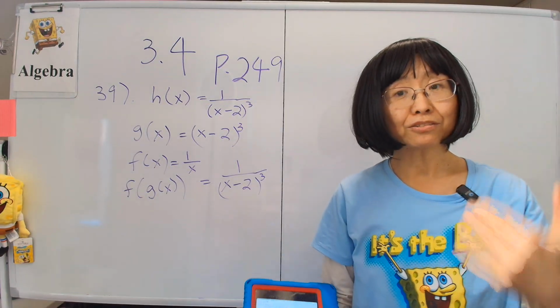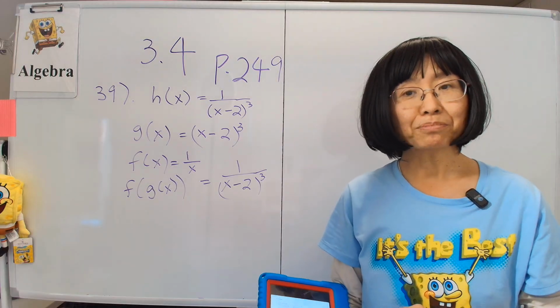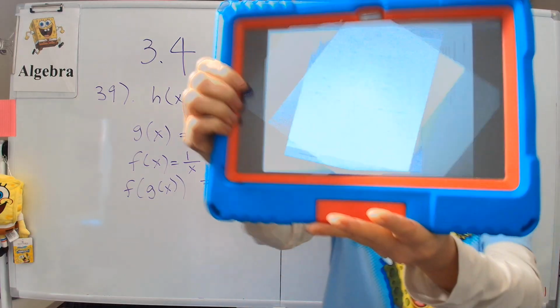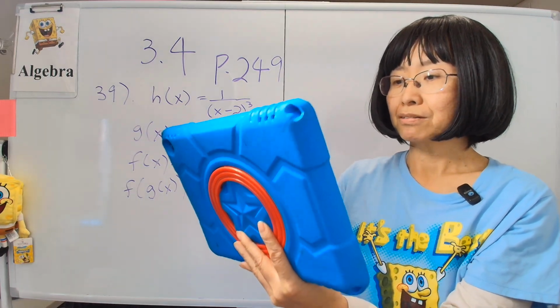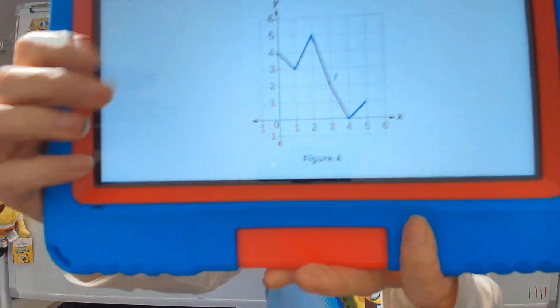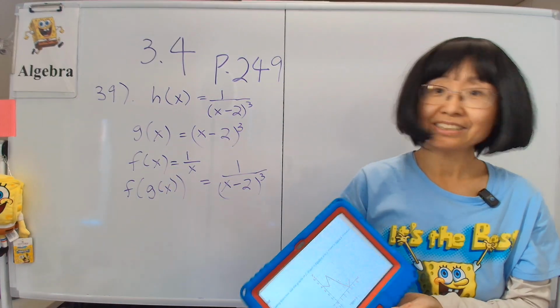Then it wants you to do it again. So f of 4 is 0, and we put in the 0 and calculate what f of 0 is. According to this graph of f, f of 0 is 4. So the answer is 4, which is correct.